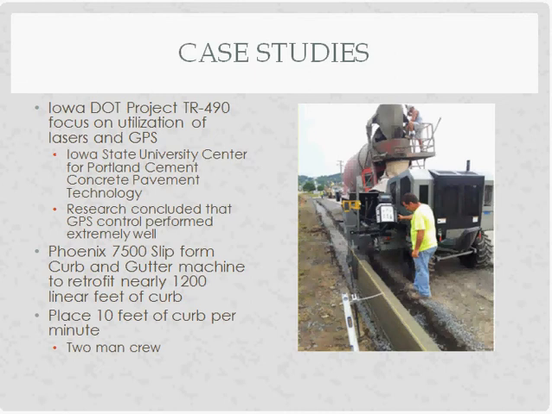Another case study looked at was through the Phoenix Curb and Gutter Machine Company, where they had a project at West Virginia to repair a 6-acre parking lot, and in that repair they were going to retrofit 1,200 linear feet of curb. With only 2 personnel with minimal training, they were able to place 10 feet of curb per minute.